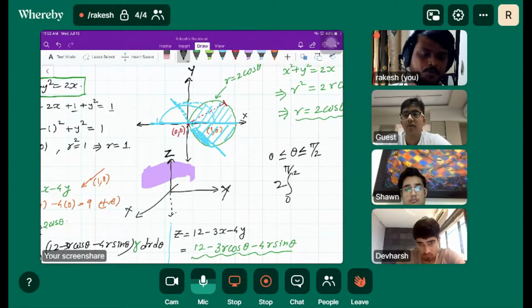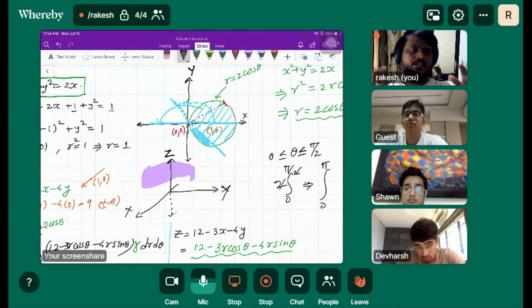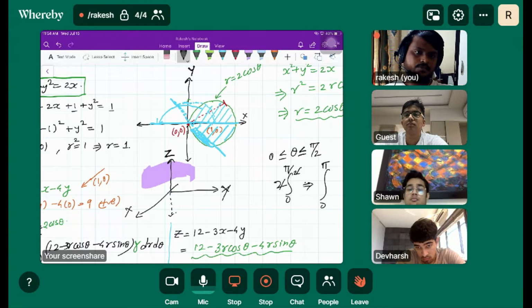And because of the properties of definite integral, these two will cancel out, and you know that it is going from 0 to pi. So in any way, you can understand the concept. Now, come on, Mano. What's the doubt?